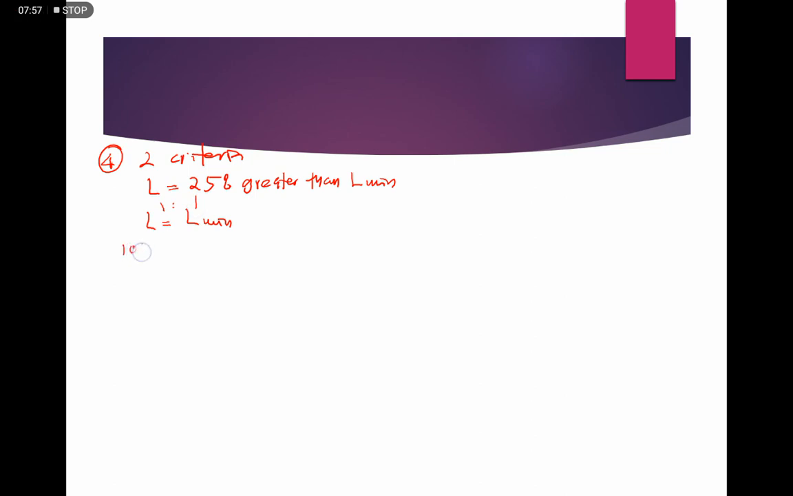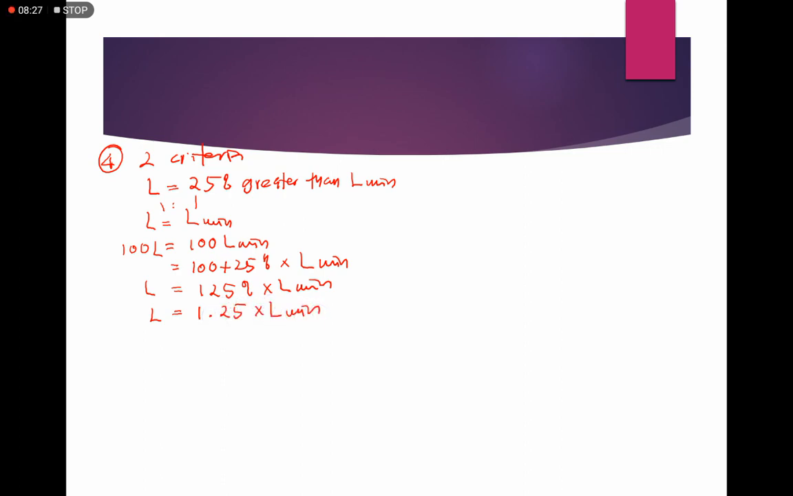So let's say in percentage, 100% L, 100% L min. So 25% greater, which is 100 plus 25%, greater than L min, so you will get 125% of L min, which is L will be equal to 1.25 multiplied by your L min.